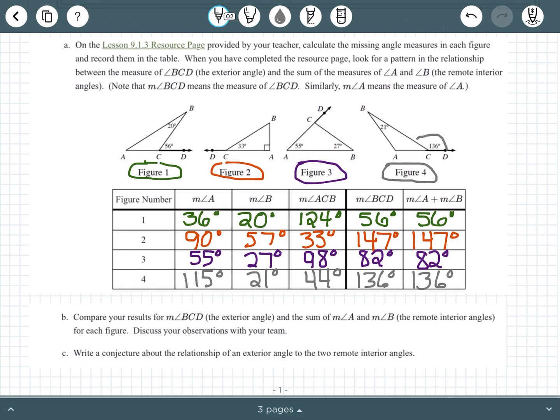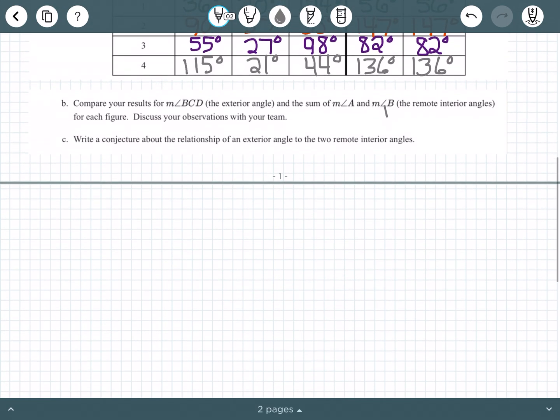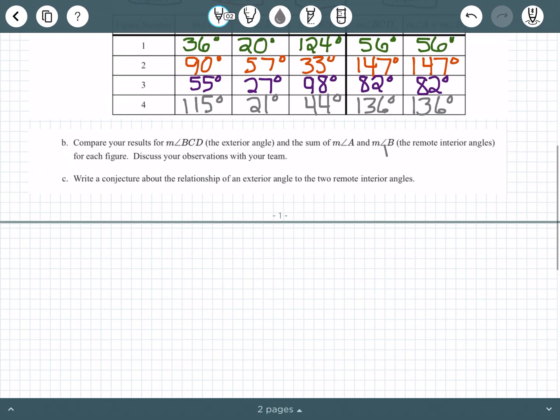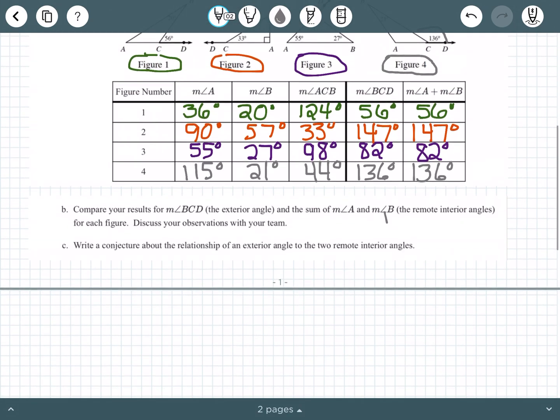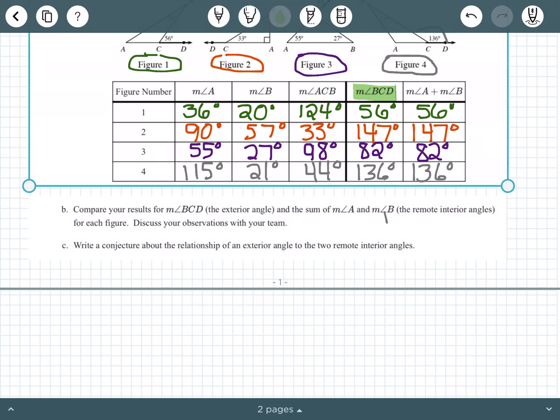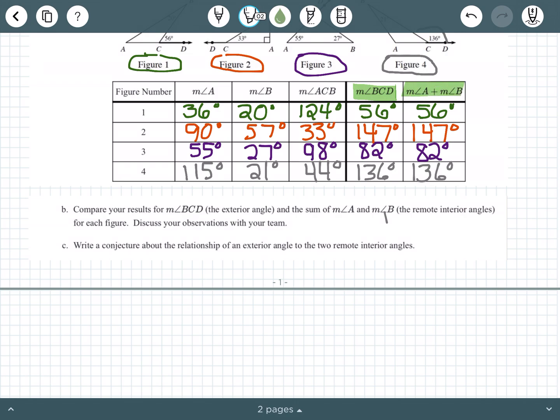All right, so that's A. We completed the table. Now let's have a look at parts B and C. So B says compare your results for the measure of angle BCD. So that is this one here, and the sum of measures A and B, which are the remote interior angles. For each figure, discuss the observations with your team.